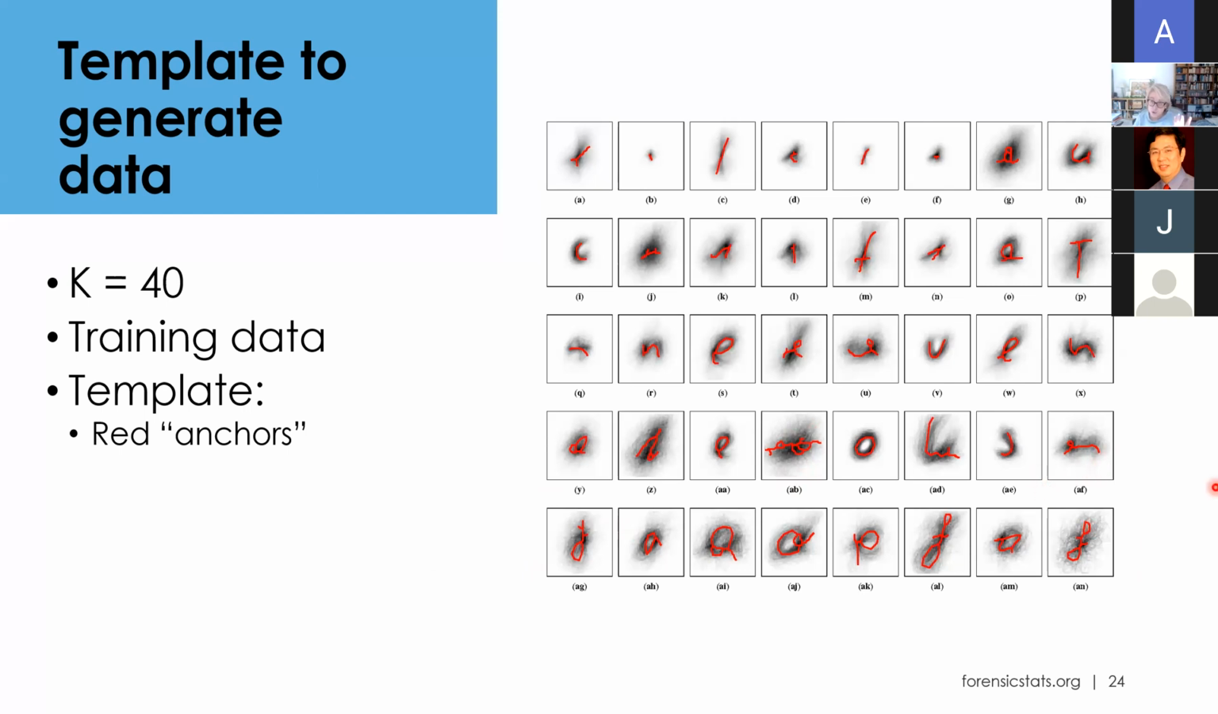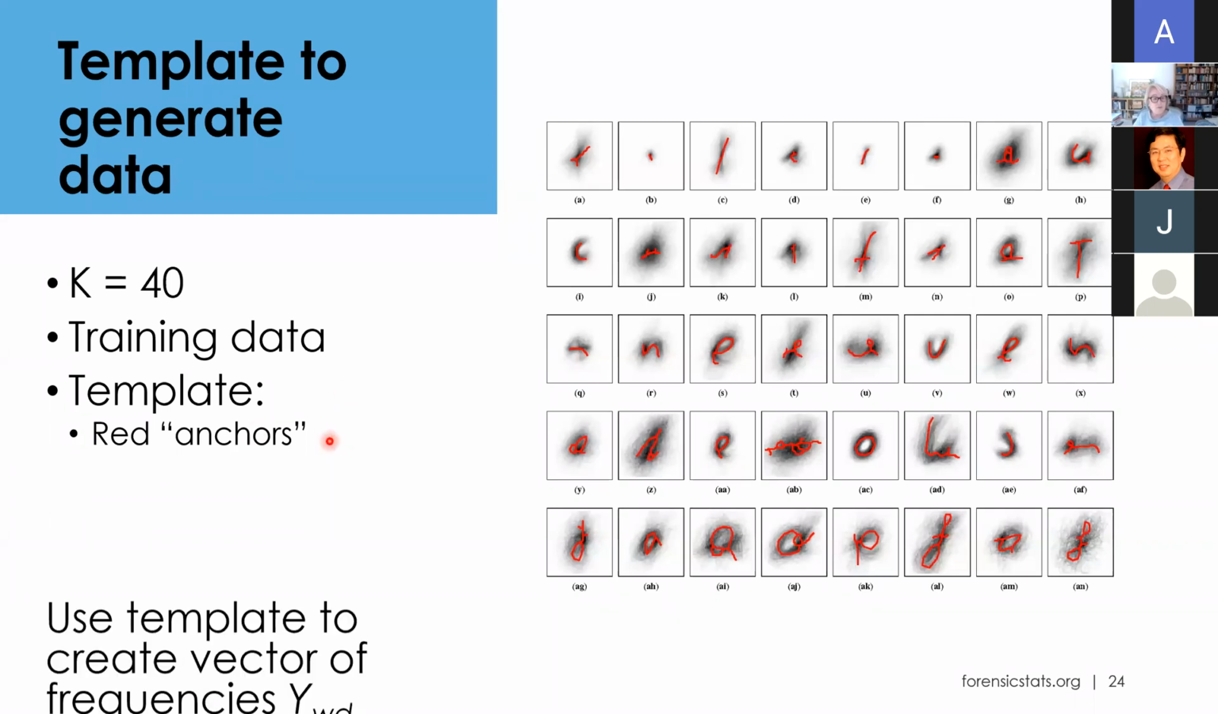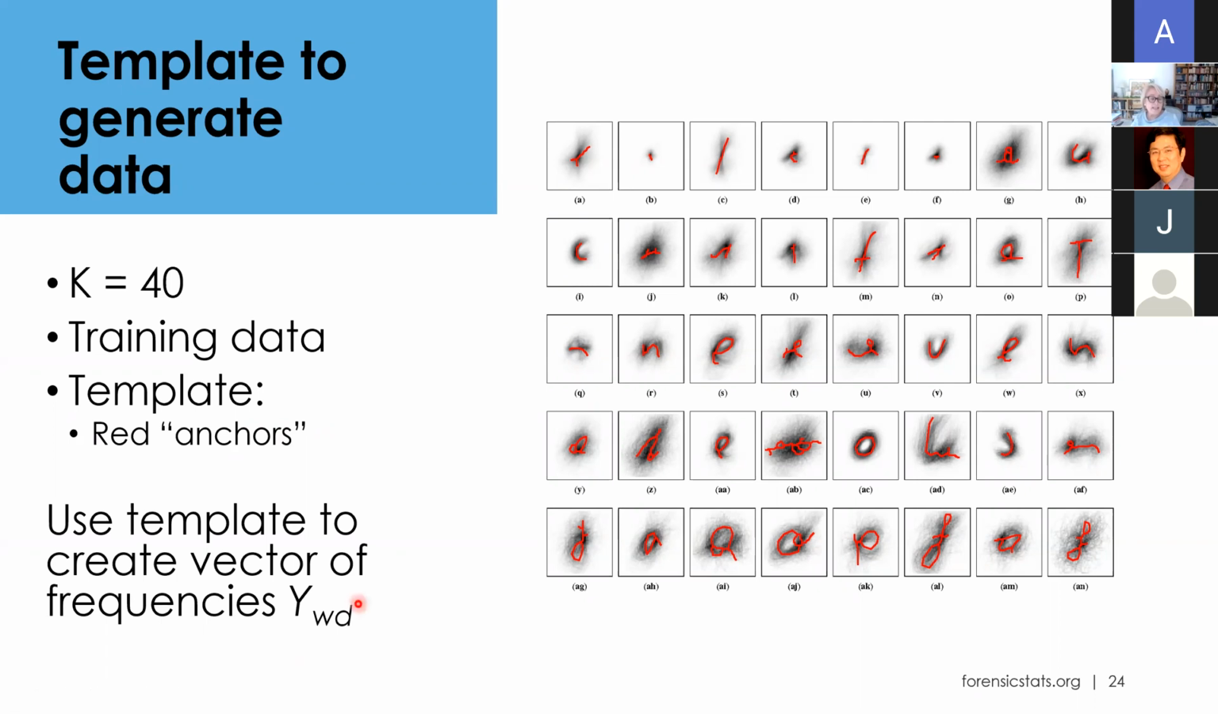If I have a new sample of writing, I can decompose it into graphs, allocate those graphs to the best cluster, and then look at the frequency of graphs that each writer contributes to each one of these clusters. That's what we use as data here. So Y sub WD is a 40-dimensional vector of frequencies that we obtain for the Wth writer and the Dth document from that writer.